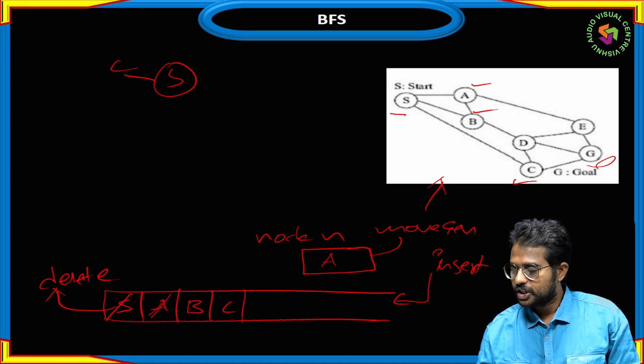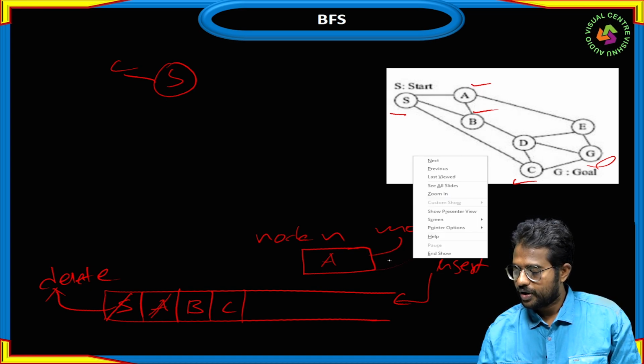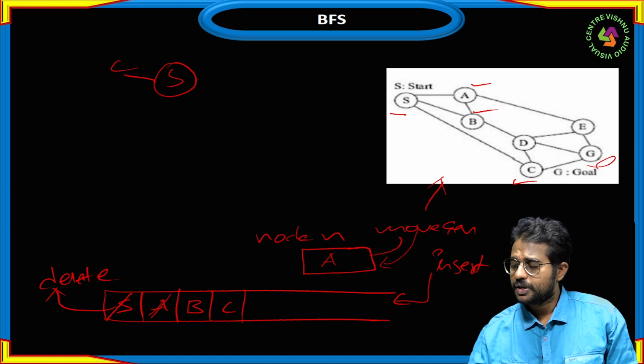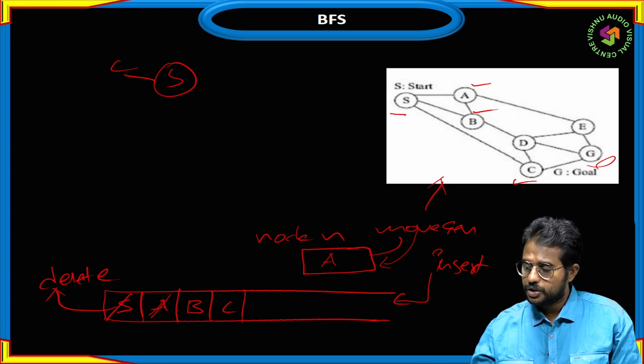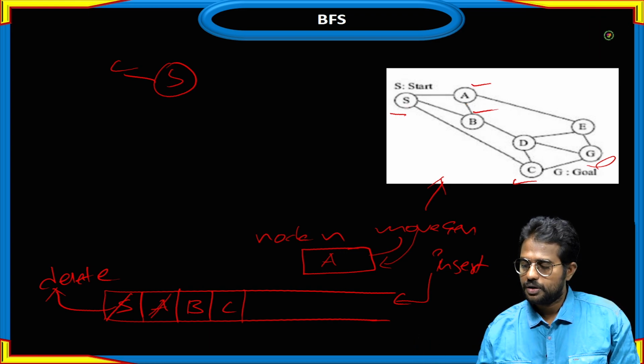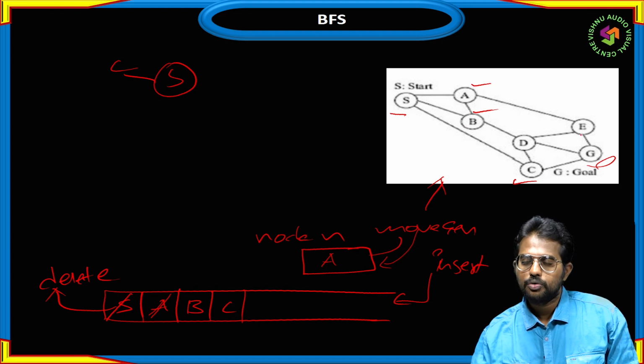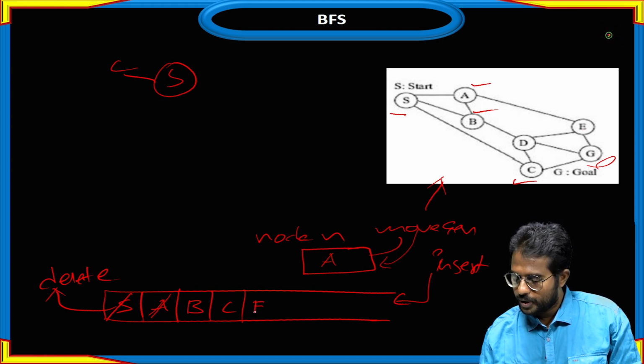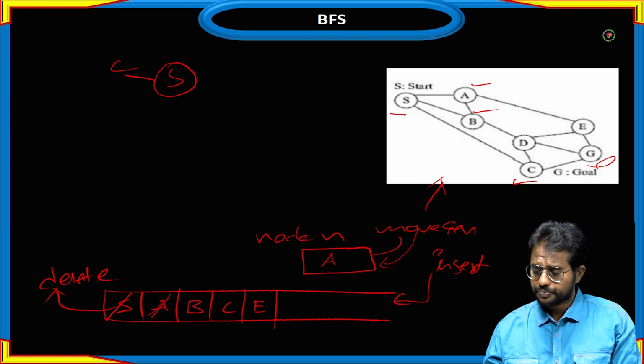In that else condition, I have to apply the Movegen function on A. After applying the Movegen function on A, the reachable states from A are S, B, and E. S is already in closed and B is already in open, so I am going to add the newly generated node, that is E, onto Q. So E will be added to the Q.